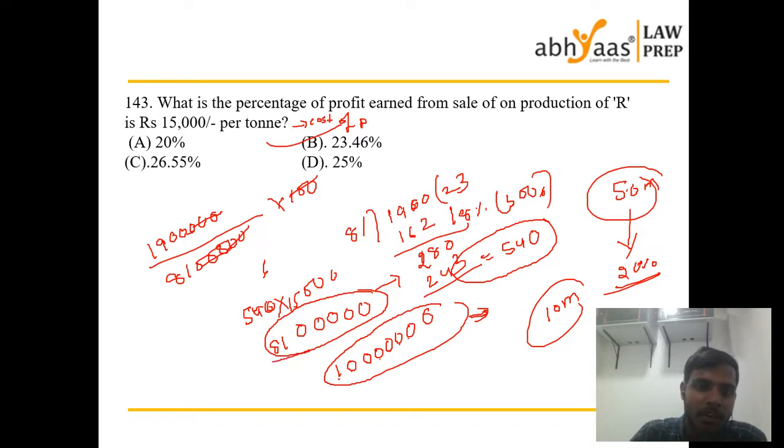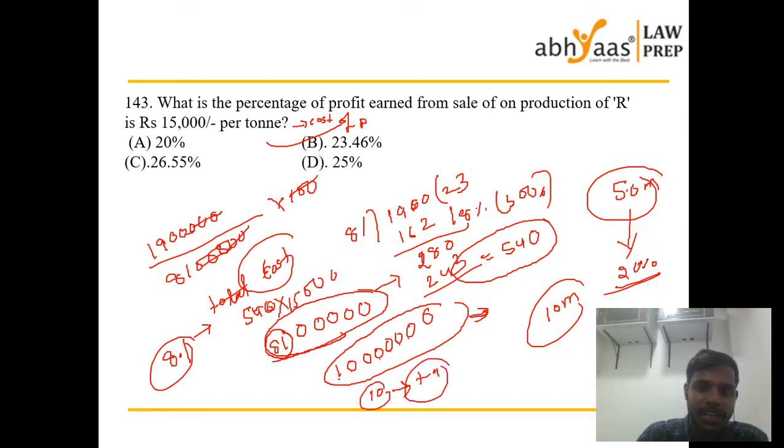This 8.1 million is your total cost of production, whereas 10 million is your total turnover. So in this you are getting a profit of 1.9 million. This 1.9 million is your profit percentage simply. So 1.9 divided by 8.1 into 100, that will give your answer, which is option B.